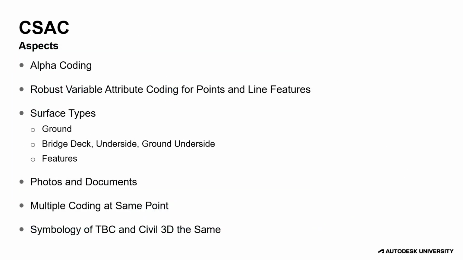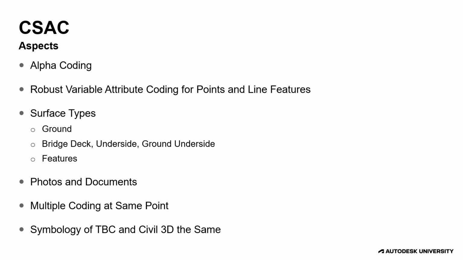Some aspects of the CSAC is alpha coding. In Civil 3D, sometimes it gets confusing because people want to use point number, and that can just be an integer. But really, they want to use naming convention or the point name feature within Civil 3D, and that allows both numbers and letters. So the CSAC is going to use alpha coding instead of point numbers, and then use the name field within Civil 3D.